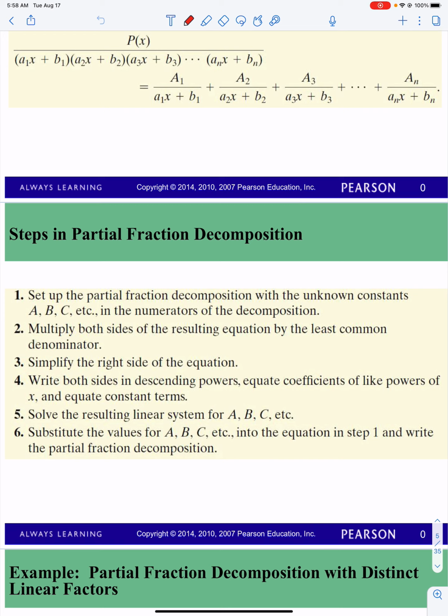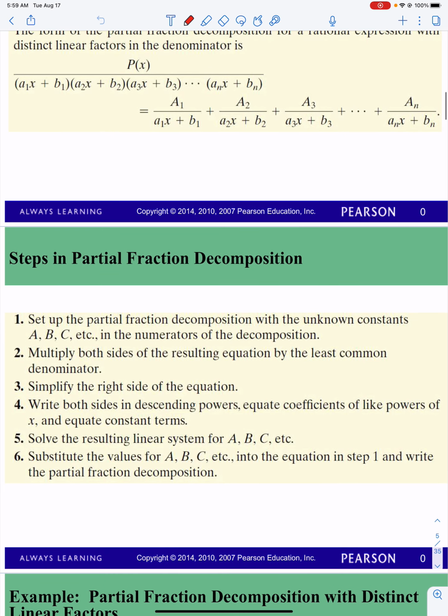The first step, you set up all the partial fraction decomposition with unknown constants A, B, C. If this is a linear one, a1x plus b1, then on the top you will have a constant. And if here is a quadratic, a1x squared, then it will be a linear one. So it's always one power less. And then we wanted to simplify and find the a1, a2, a3, an here.